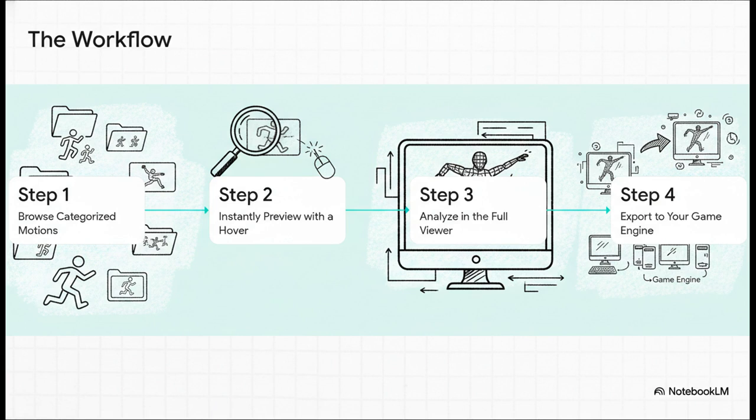You just hover your mouse over it for an instant preview. If you want a closer look, you pop it open in the full viewer. And once you find the one, you just hit export. Bam, it's ready for pretty much any major game engine. It's all about getting you from "I need an animation" to "I have an animation" as fast as possible.